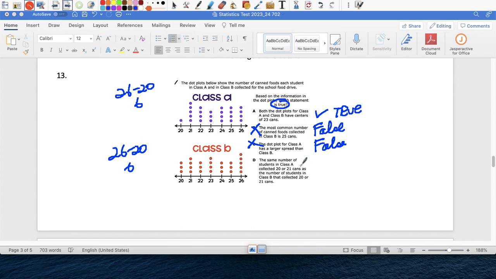And this D one says the same number of students in class A collected 20 or 21 cans as the number of students in the class B that collected 20 or 21 cans. So if you look here, is this the same as this? No. So the only one that's true is A.